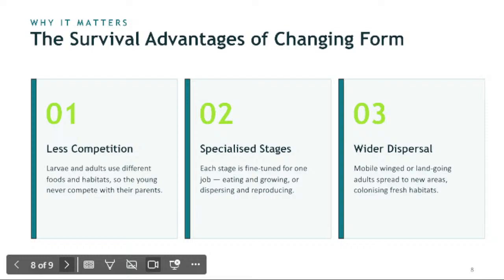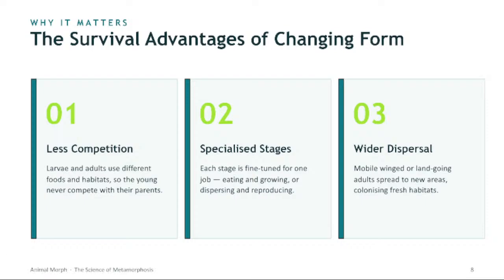Next, number two, specialized stages. Each stage is fine-tuned for one job: eating and growing, or dispersing and reproducing. For wider dispersal, the mobile winged or land-going adults spread to new areas, colonizing fresh habitats.